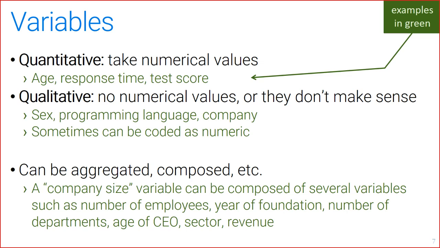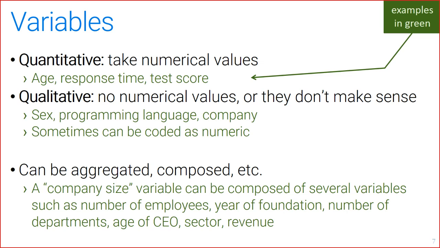And then qualitative variables are those that do not have a numerical value, or maybe they do have it, but it doesn't make any sense. It's just an arbitrary number. So you can think about the sex of a person, a programming language, a company. Those are variables that do not have a meaning from a numerical point of view. Again, sometimes they can be coded as a number, but the number is completely arbitrary. It doesn't mean anything.